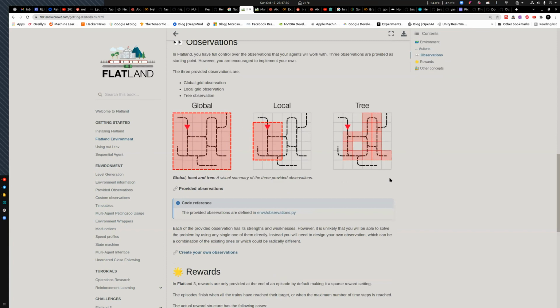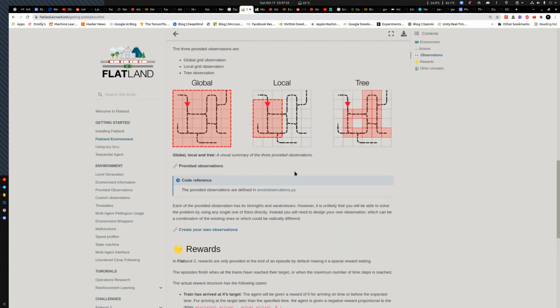Then the other one is the local one, in which an agent only sees a local intersection of the particular railway network. So yeah, that's what it is here.